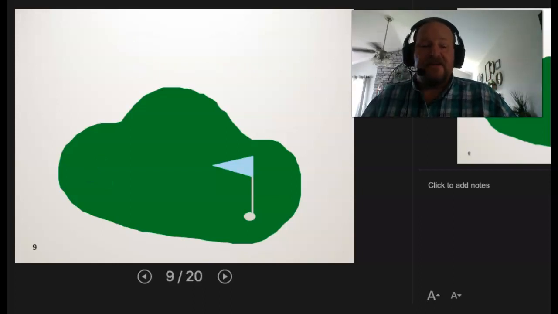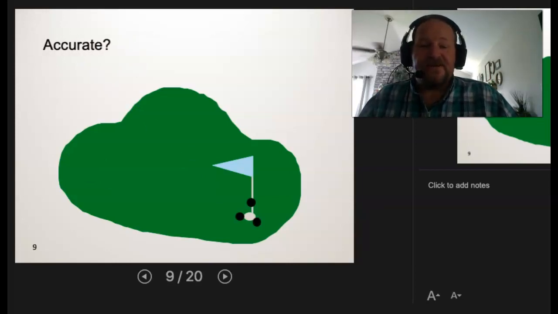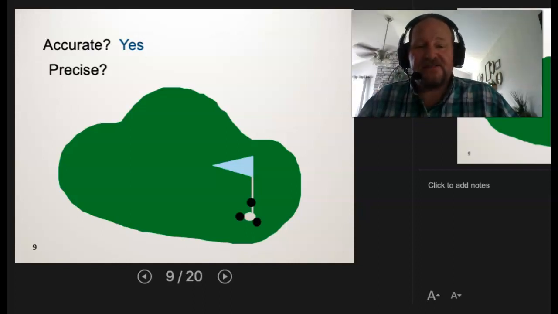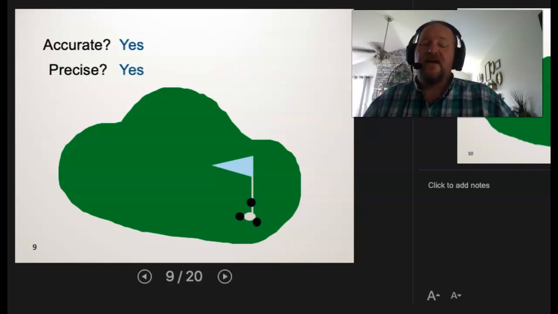Now, if I look at another series of data, now we can ask, was I accurate? And of course, now we can see that all three shots are really close to the flag, really close to the cup. And so we'd say, yes, I'm accurate. Was I precise? Now, again, we don't care about the cup or the flag. We're looking at literally just the three shots. Here, once again, we see all three shots are close to each other. And so, yes, I'm going to be precise.